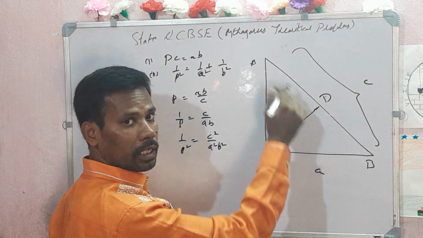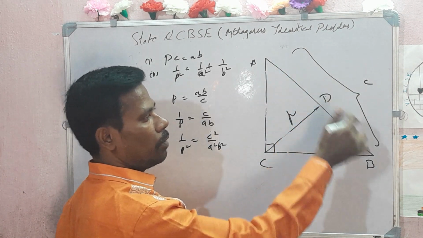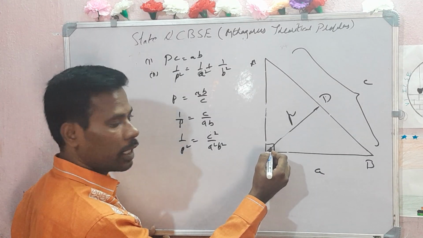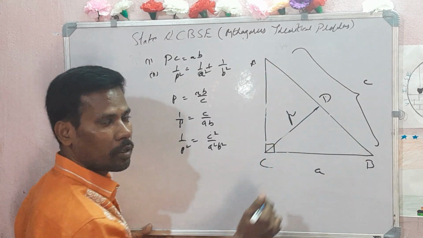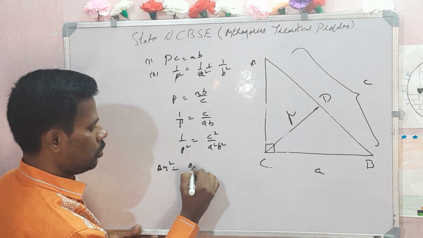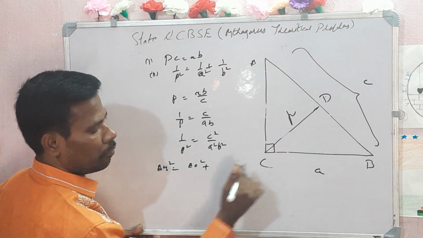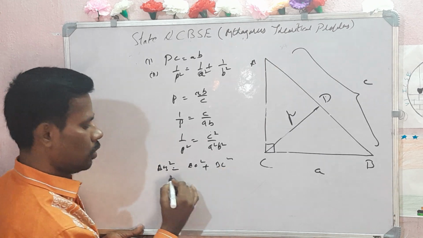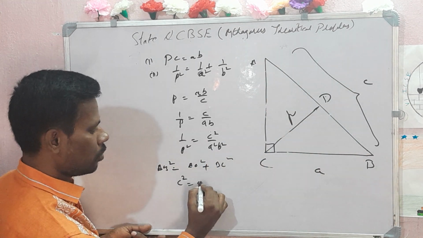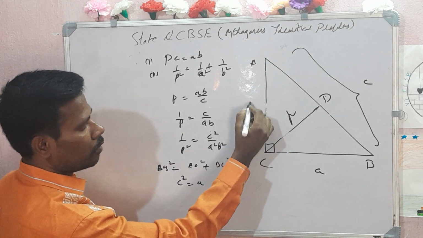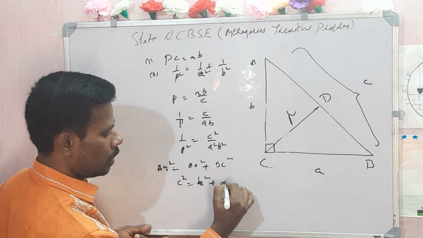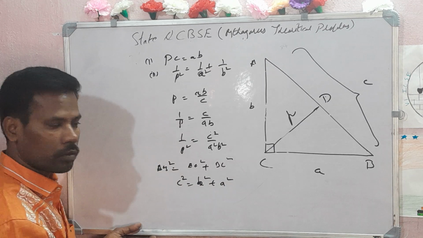Now this is a right angle triangle, right? So apply that formula, Pythagoras theorem. Angle C is 90 degrees, square on the hypotenuse. So AB square is equal to AC square plus BC square, right? So AB is nothing but C, they gave the length. C square is equal to AC, which is nothing but B, B square plus BC, which is nothing but A. So B square plus A square.